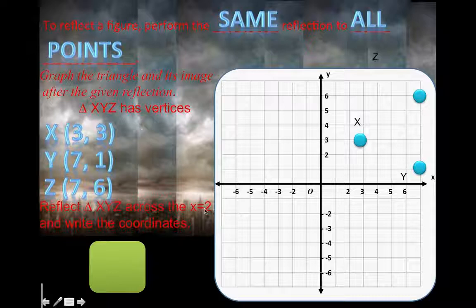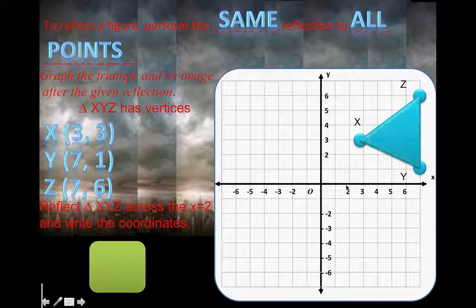Okay? You're going to reflect this across the line X equals 2. So one more time, you're going to find the line X equals 2. Connect our triangle. Make sure you connect your triangle. X equals 2 ends up right here. So I'm going to give you some time. Go ahead and reflect this whole figure across this highlighted line, X equals 2.